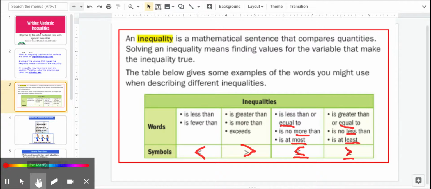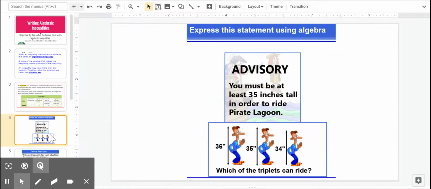Let's put this into practice so you can see what I mean here. Whenever you've gone to someplace like Great America or any place that has rides, they often have signs up that say you have to be at least this many inches tall in order to ride. For example, Pirate Lagoon: you have to be at least 35 inches. If you're less than 35 inches, it's not going to work for you.